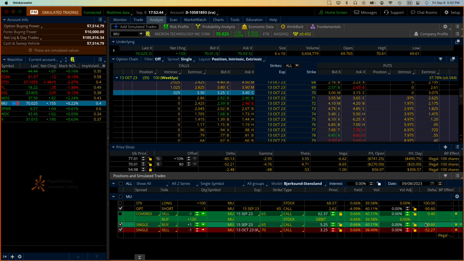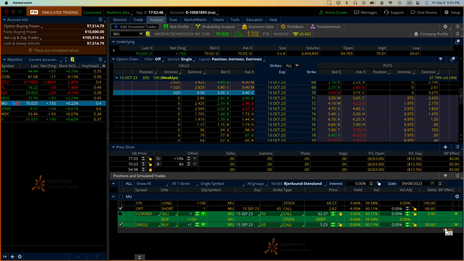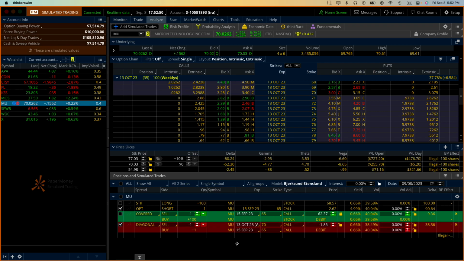And then, or better yet, press the control key and click on the bid, because that creates the option switch that I want to do. And click on the bid again.